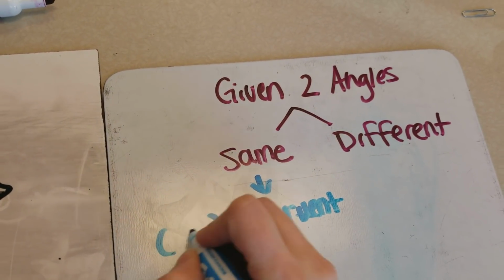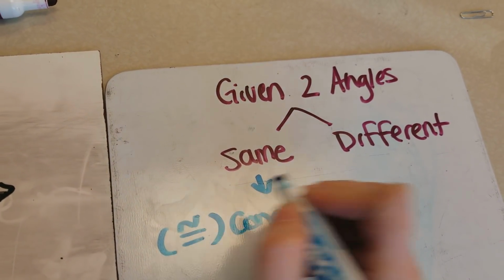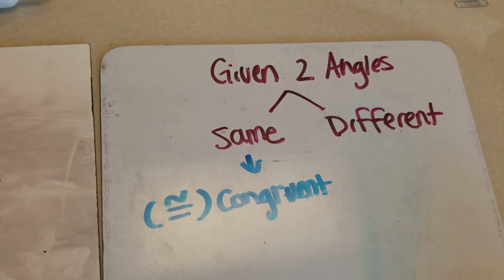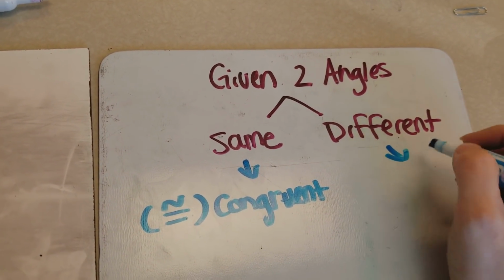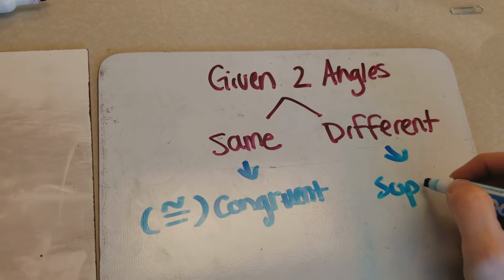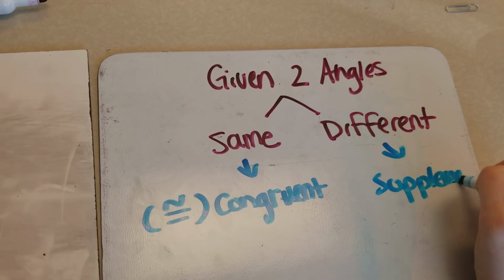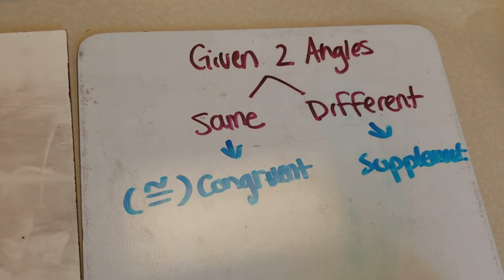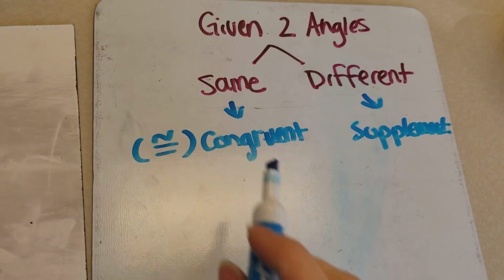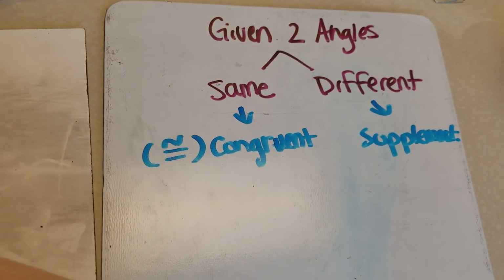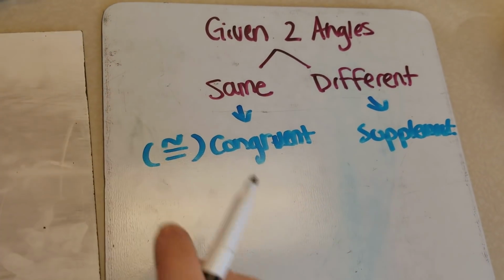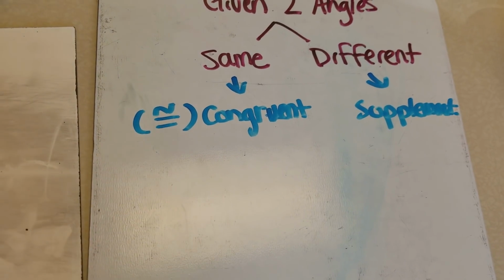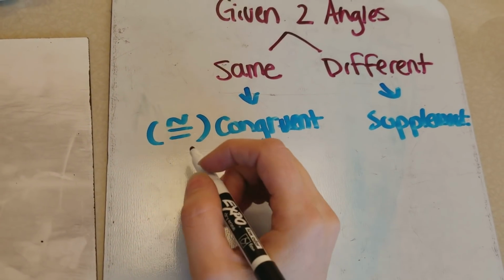You may see this symbol when you hear the word congruent. If they are different, we use the word supplementary, which I'm going to run out of room writing on this board. Okay. If something is congruent, that means that it could be 4 possible relationships.